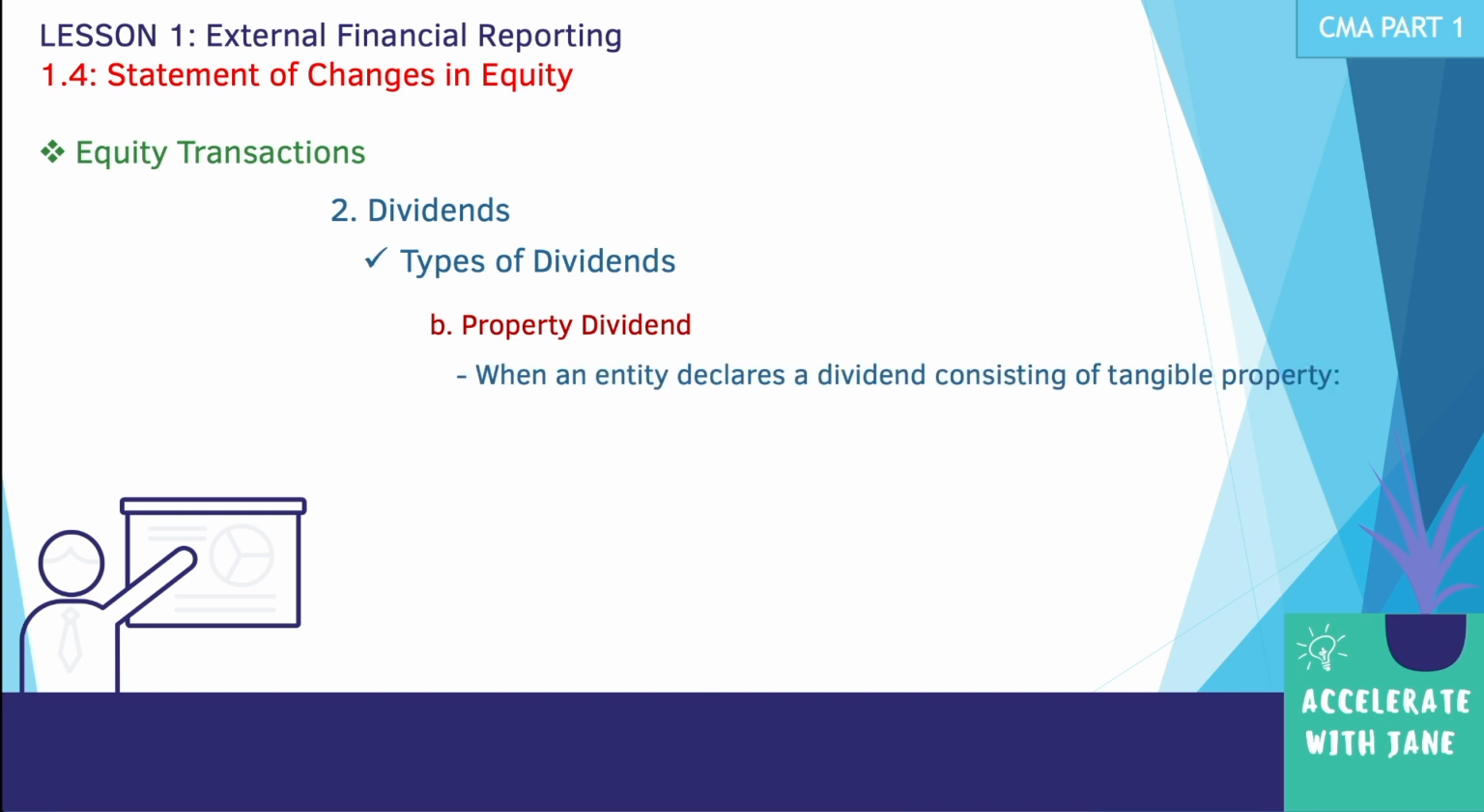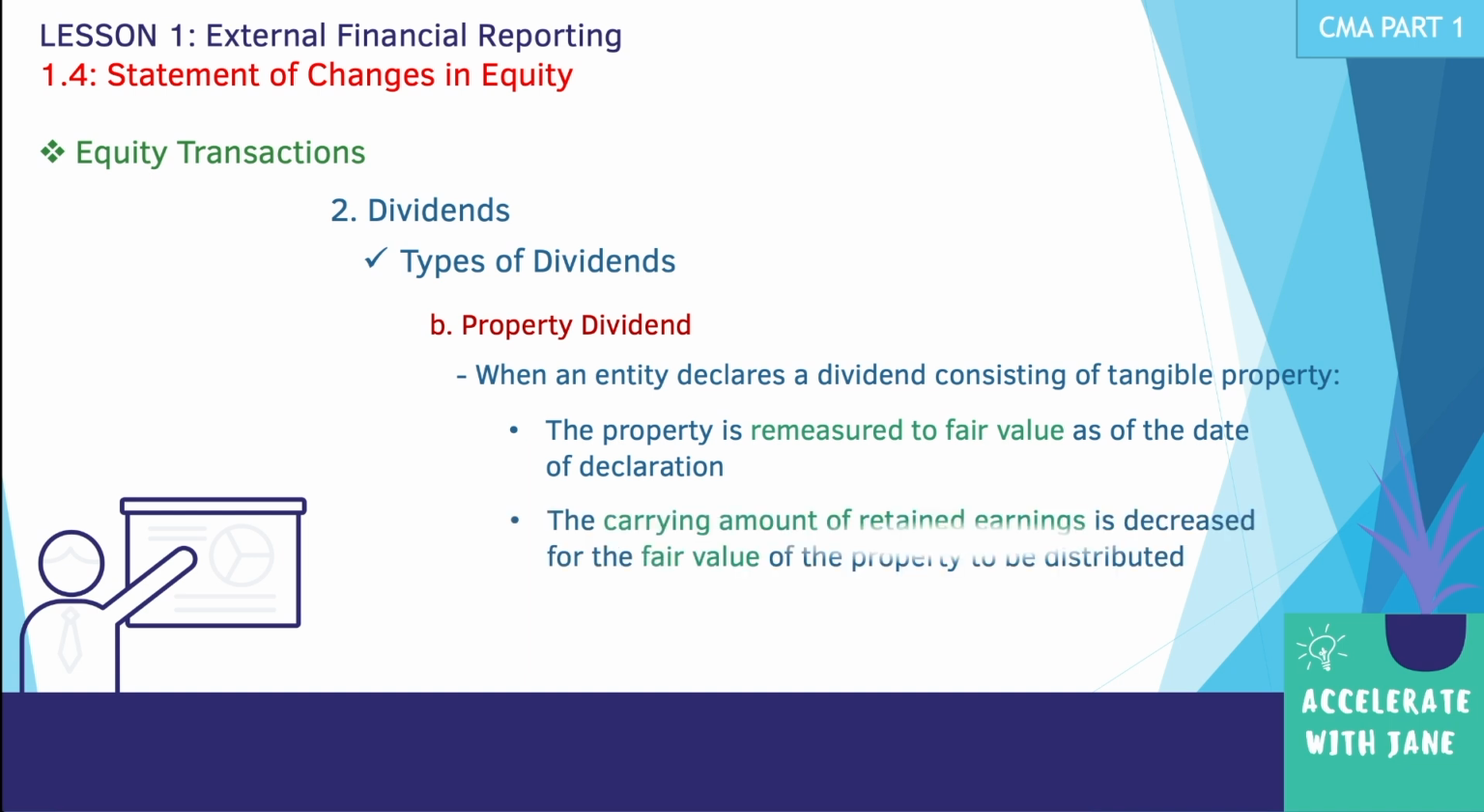Moreover, when an entity declares a dividend consisting of tangible property, take note of this: the property is remeasured to fair value as of the date of declaration, and then the carrying amount of retained earnings is decreased for the fair value of the property to be distributed. Lastly, property is distributed as a dividend. So take note of these three, okay?